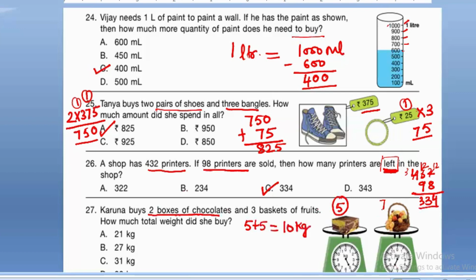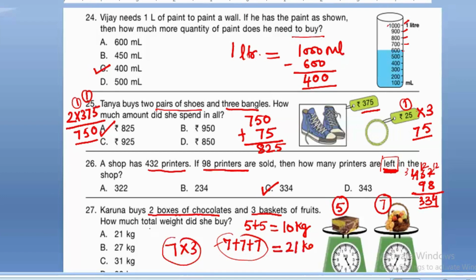Okay, now the weight of one fruit basket is 7 kg. Now the question is asking for 3 baskets of fruit. So what we need to do? We need to add 7 three times, and another thing we can do instead of this is multiply 7 by 3. Both are the same thing. You already know that multiplication is repeated addition. So when we do it, what are we getting? We are getting 21 kgs.